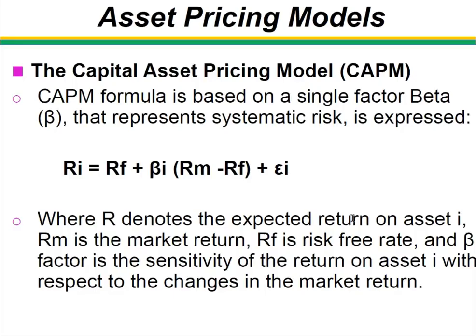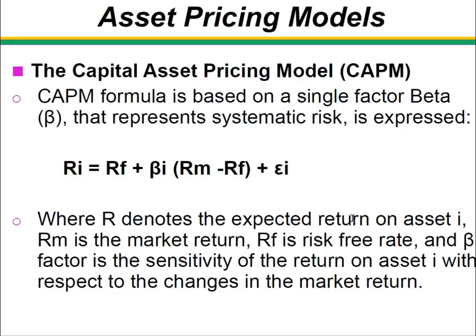The capital asset pricing model, CAPM, is perhaps the most important single equation in modern finance. The CAPM formula is based on a single factor, beta, that represents systematic risk. The model is expressed as R_i, which is the return on an investment, is equal to R_f, which is the risk-free rate of return, plus beta_i times (R_m, which is market return, minus R_f, the risk-free return), plus epsilon sub i.